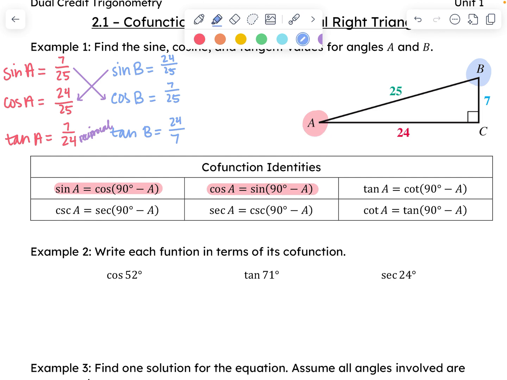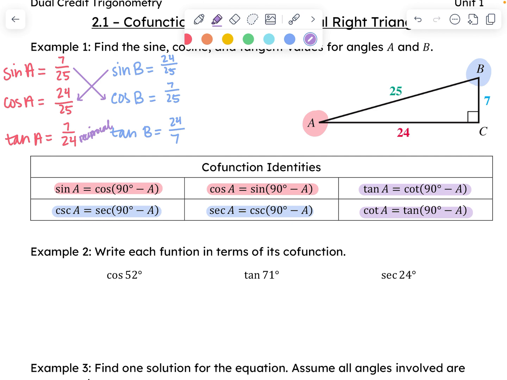Then remember, both of those have reciprocals that go with them. The reciprocal of sine is cosecant. The reciprocal of cosine is secant. So their reciprocals are going to have the same relationship. Cosecant of A is equal to secant of 90 minus A, and secant of A is equal to cosecant of 90 minus A. Then our other cofunction identities are that tangent of A is equal to cotangent of 90 minus A, and cotangent of A is equal to tangent of 90 minus A.